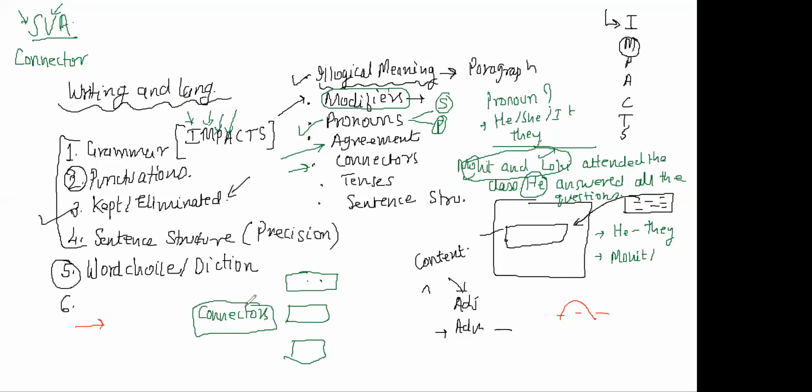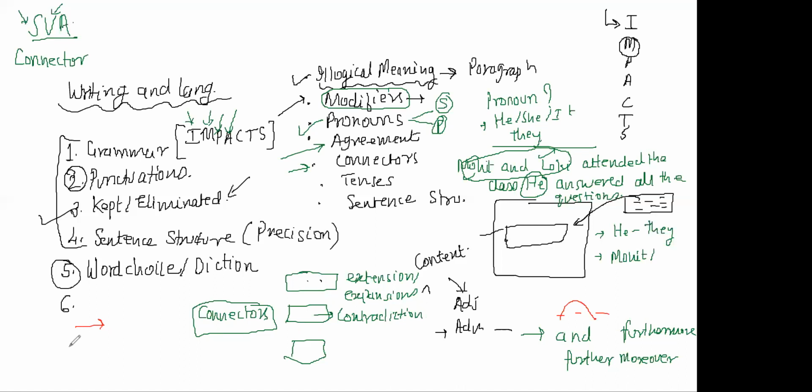When we talk about them, we can call them extensions or expansions. When we say and, or further, or furthermore, or moreover, it means we are not contradicting something, we are going in the same direction, isn't it? It can also be a contradiction, like however, or but, or nevertheless, right? Yesterday I was doing a question, the contradiction was introduced with the help of still.